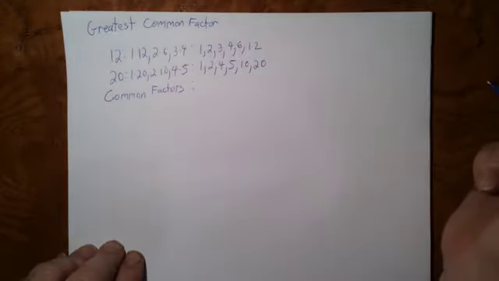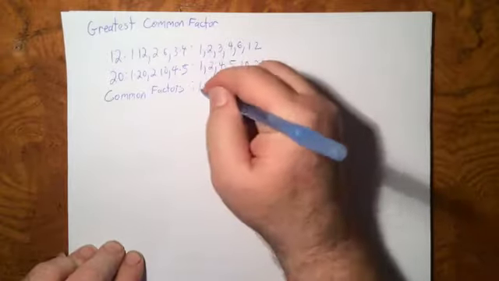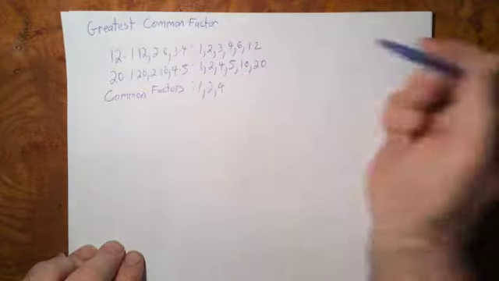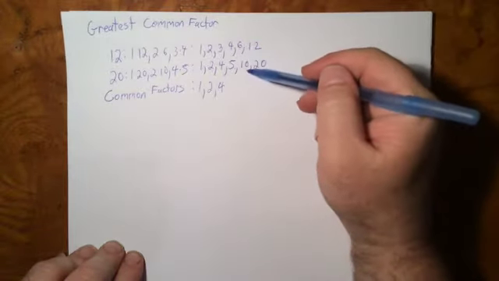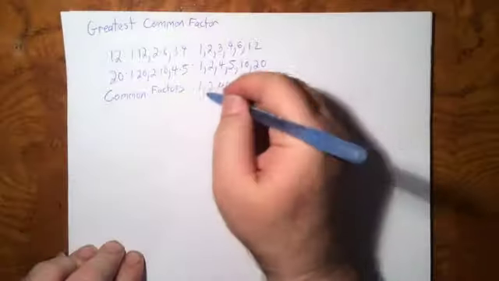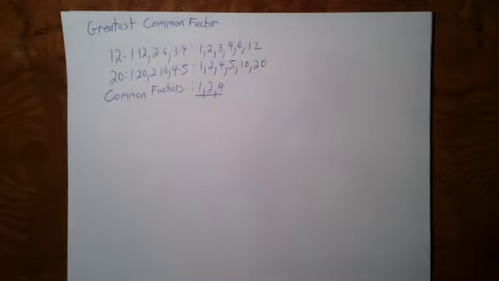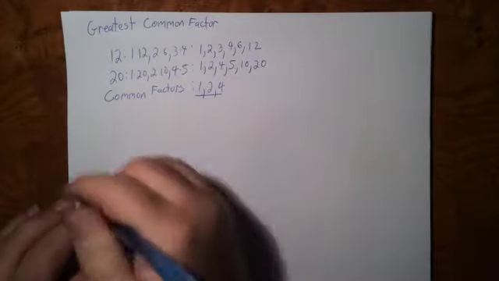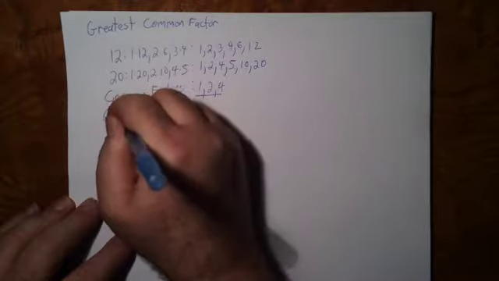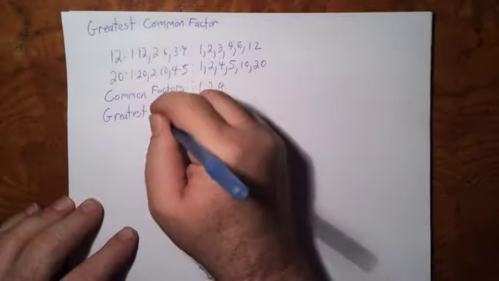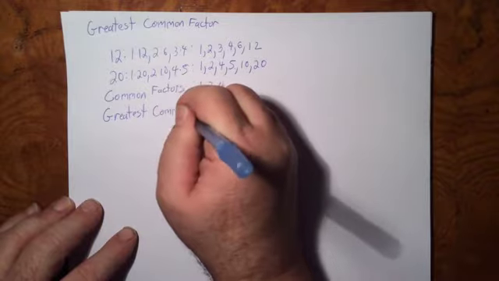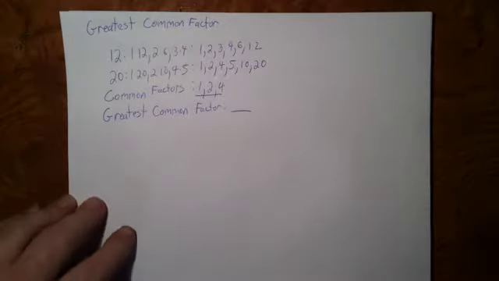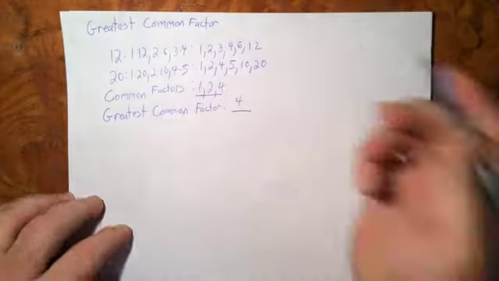Common factors for 12 and 20 include 1, 2, 4, not 5, not 6, not 10, not 12, not 20. So it looks like the only common factors for 12 and 20 include 1, 2, and 4. These are the common factors that both numbers have. When we want to identify the greatest common factor, we simply look at the common factors and see which one of those is the largest. And in this case, it's going to be 4.